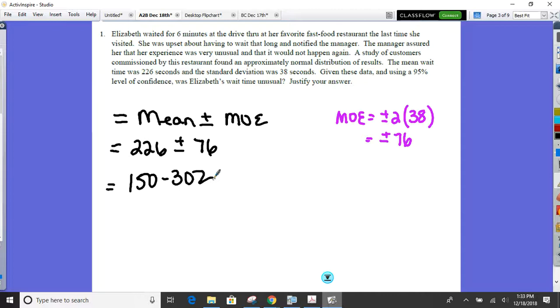So 6 minutes, I can't just use that here. 6 minutes is 360 seconds. All right, now take a look at 360. Where does it fall? Outside. So was her wait time unusual? Yes, it was, because it falls outside my 95%. So Elizabeth's wait time, 6 minutes. That's not fast food. So yes, because it falls outside the 95% confidence interval.